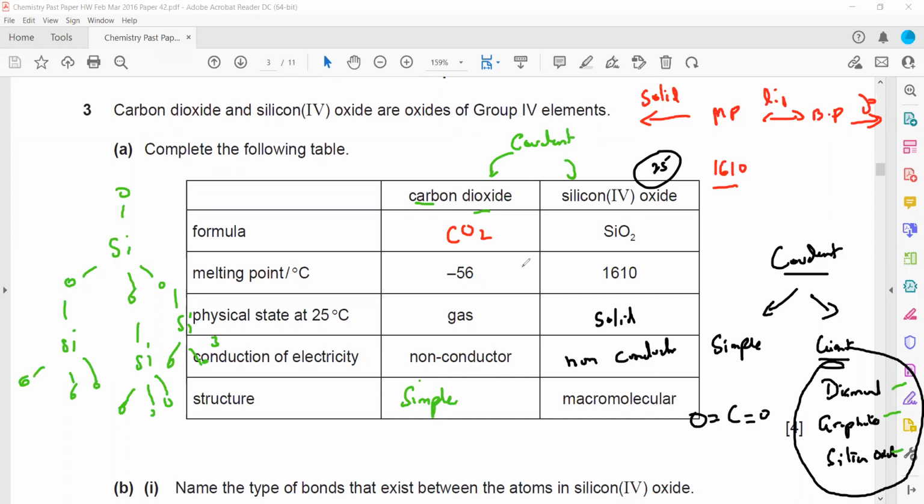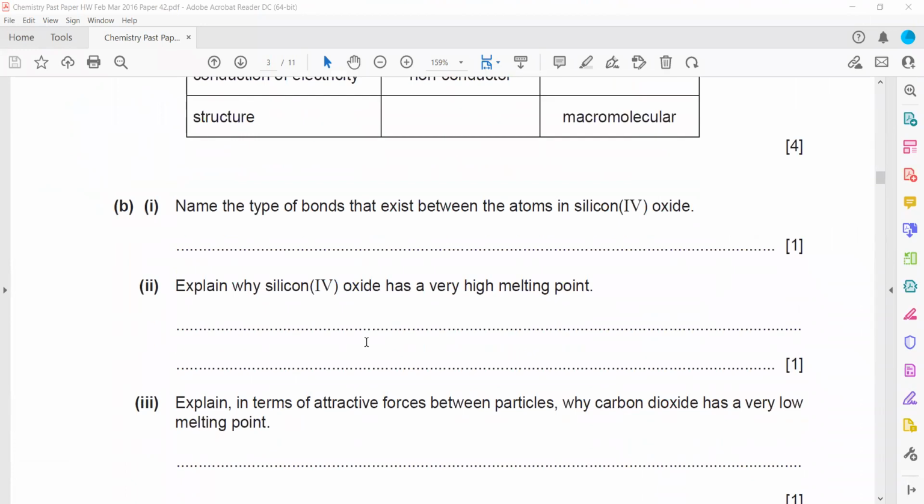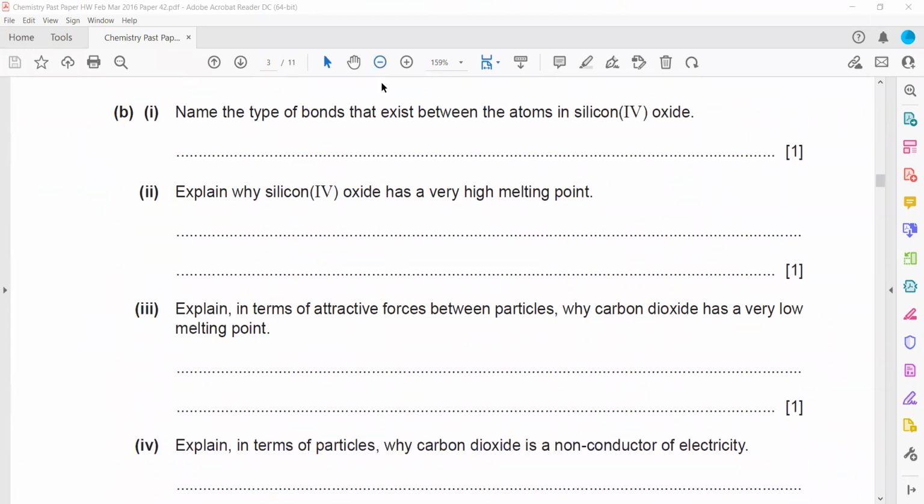Name the type of bonds that exist between atoms of silicon and oxygen in silicon 4 oxide. So silicon is a non-metal, it belongs to group 4. Oxygen belongs to group 6, that is also a non-metal. So whenever two non-metals are linked together, they will always have covalent bonding. So the type of bonding will be covalent.